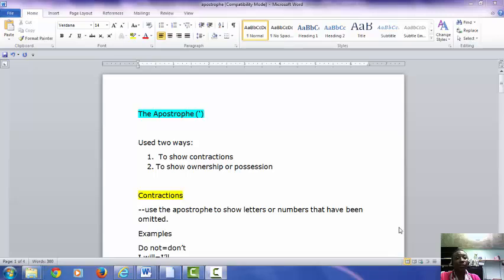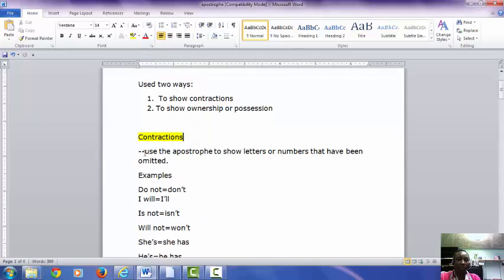The apostrophe is used in two ways. It is used, one, to show contractions, and we'll talk more about that later, and also to show ownership, or another word for ownership, possession. Let's talk about contractions first.